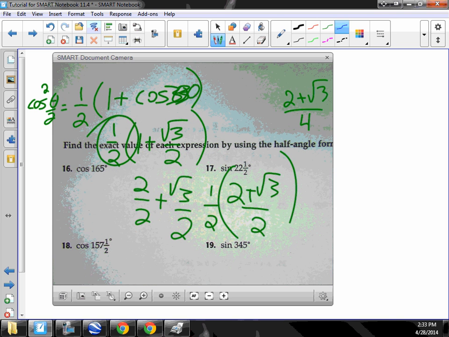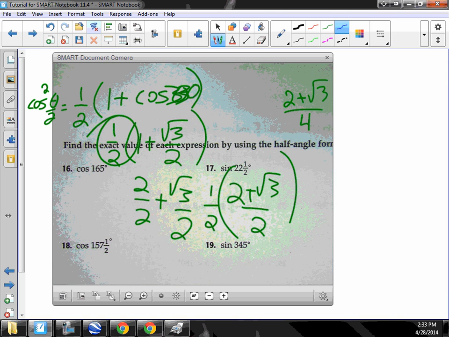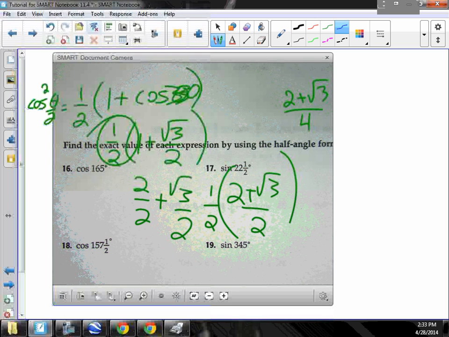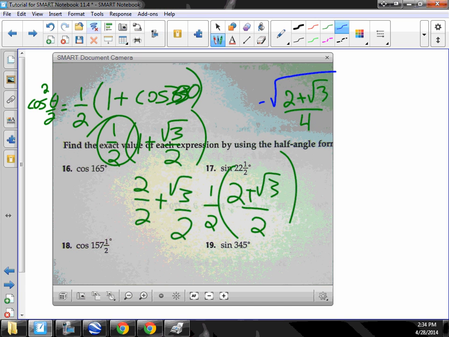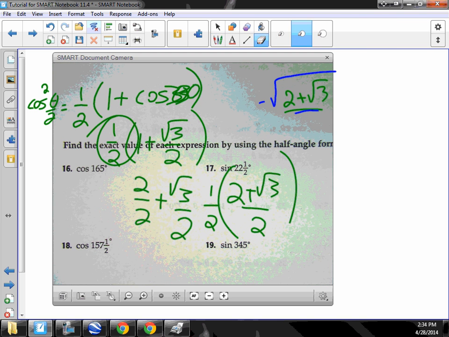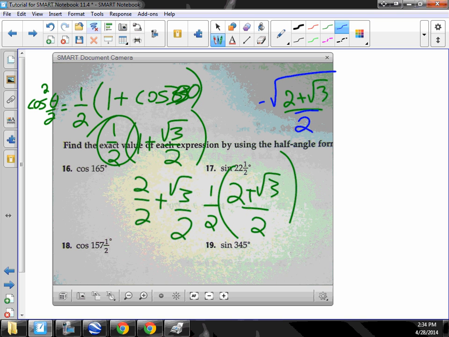Okay, now what do I do? Square root it. Is it plus or is it minus? Quadrant 2, cosine is negative, so it's the minus version. So negative square root of the top, and I square root the bottom, and I'm just left with 2. I'm going to change that to a 2, and that's as far as it goes.